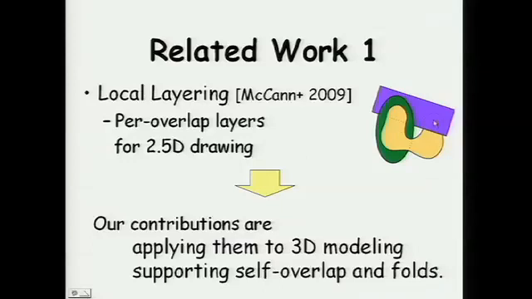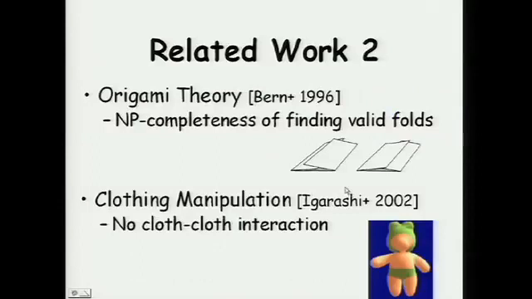We actually started this project after reading this paper. It was very interesting. Built on top of this work, our contributions are that we extended this to completely 3D modeling, so the target application is completely different. We also support self-overlap and folds, which are not supported in the original local layering paper. So those are our contributions. There are a couple of other related works on origami theory, and we also worked on a cloth manipulation interface before, but there was no cross interaction at that time.